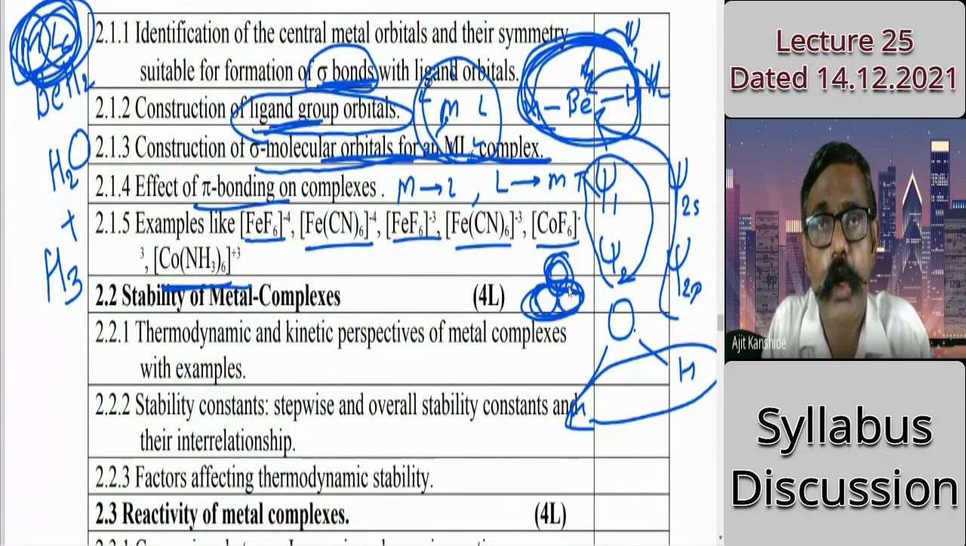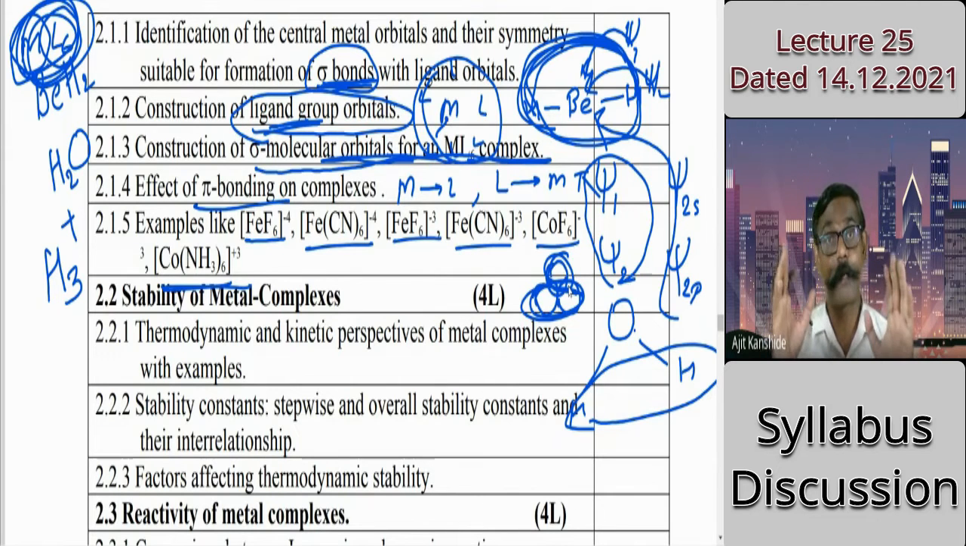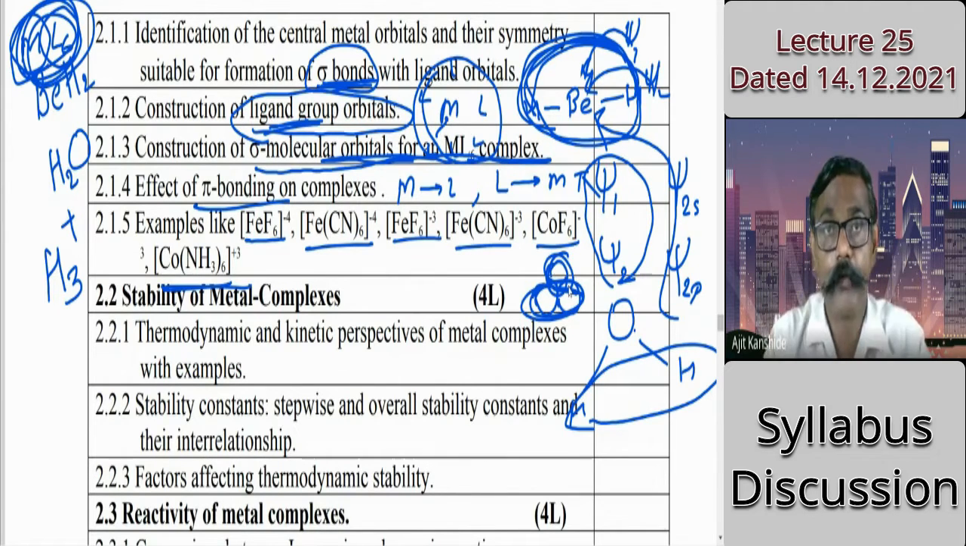Whether a ligand is weak or strong, so that we will discuss. It's an MO diagram, a molecular orbital diagram. In competitive exams also, questions on this topic, these points do come.